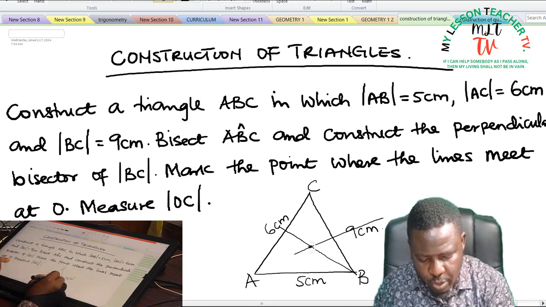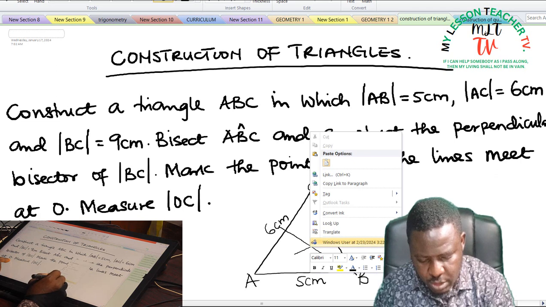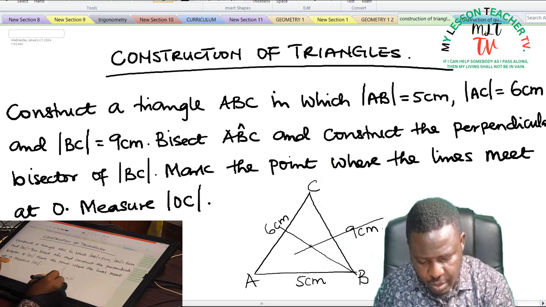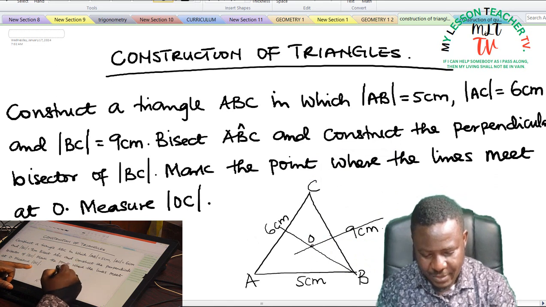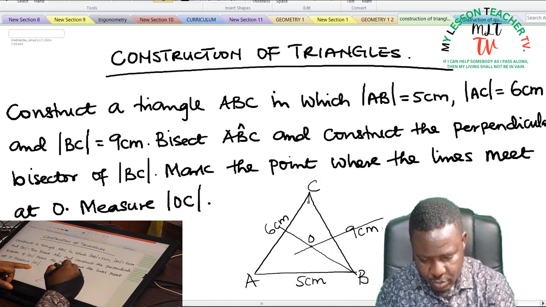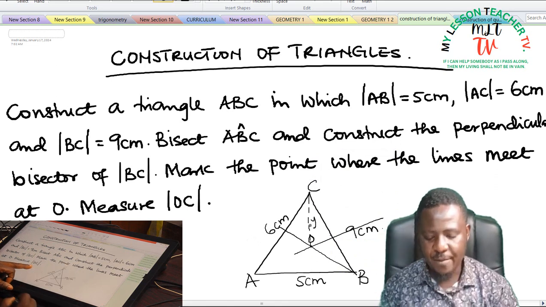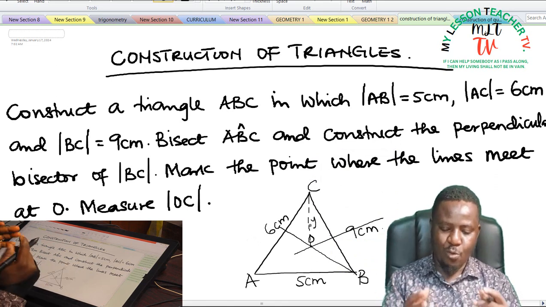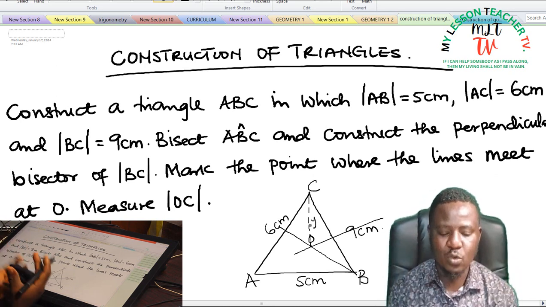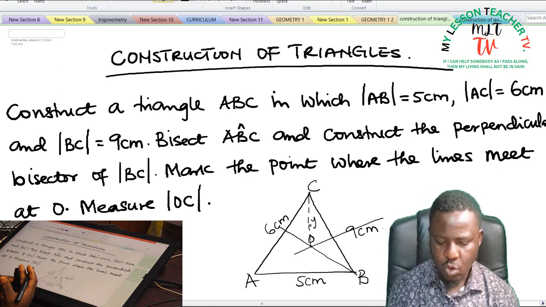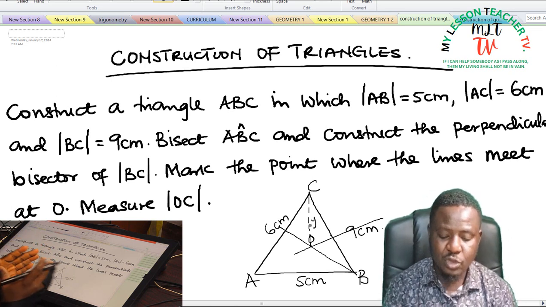So they are talking about this point. This point is said to be point O, and measure OC. So we have to measure from here to this point, and let me call it point Y. So with this done, we now have a picture of what we are to construct. So let's go ahead and construct this.